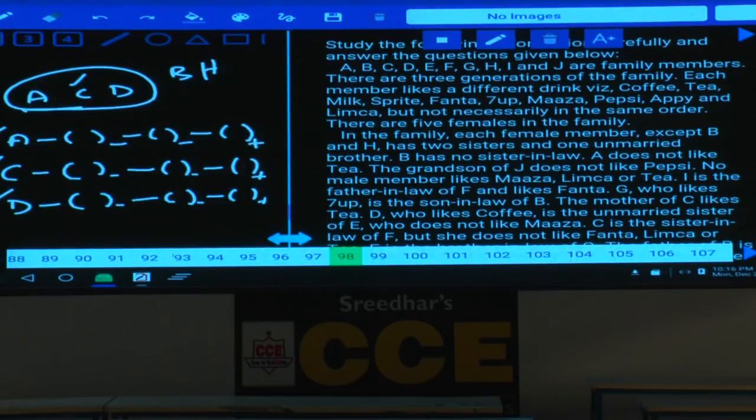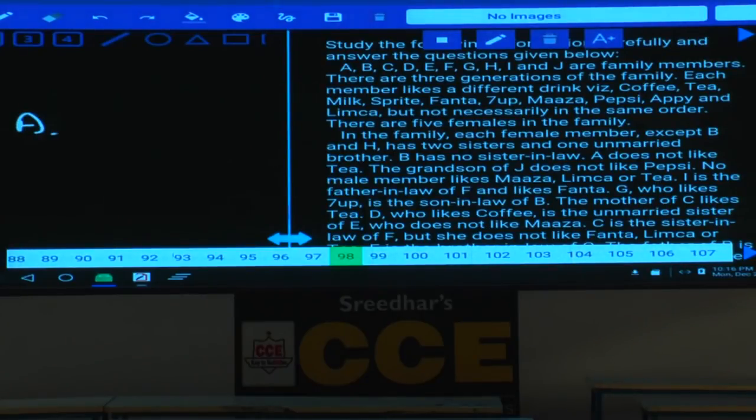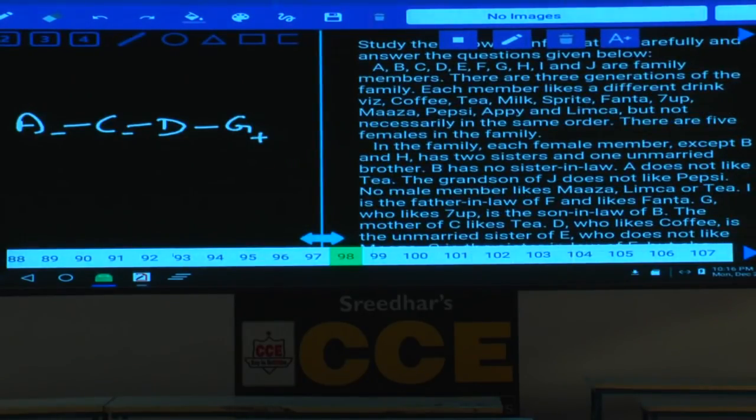B and H are not sisters. Now I am discussing that case. Now let us take A is the sister of C and C is the sister of D, and there is one more person. Let us take for example G. G is the unmarried male. Now in total how many females are there? There are 5 females. Who are those? A, C and D, and B and H are the 5 females. Except B and H, the remaining females, that is A, C and D, each one of them should have 2 sisters and 1 unmarried brother.